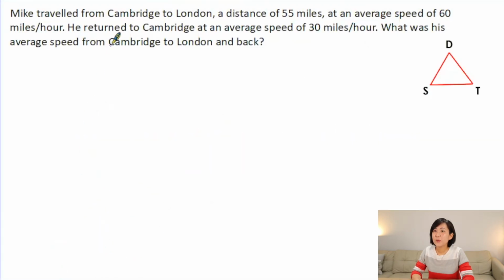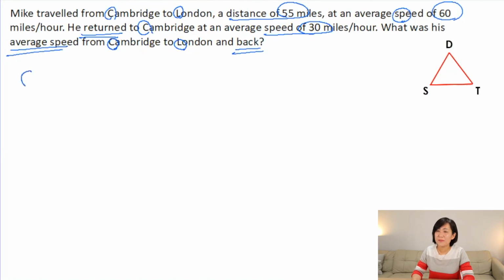Mike traveled from Cambridge to London. The distance between the two cities is 55 miles and the speed is 60 miles per hour. He returned to Cambridge at a different speed, 30 miles per hour. Then you need to find the average speed from Cambridge to London and back, right?